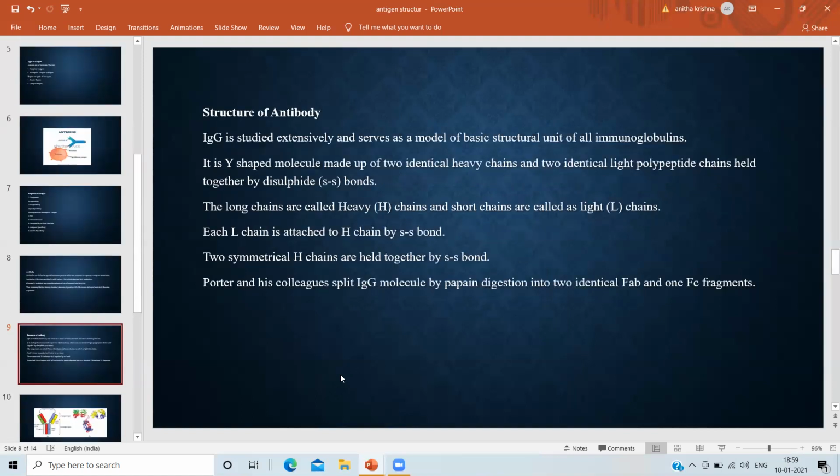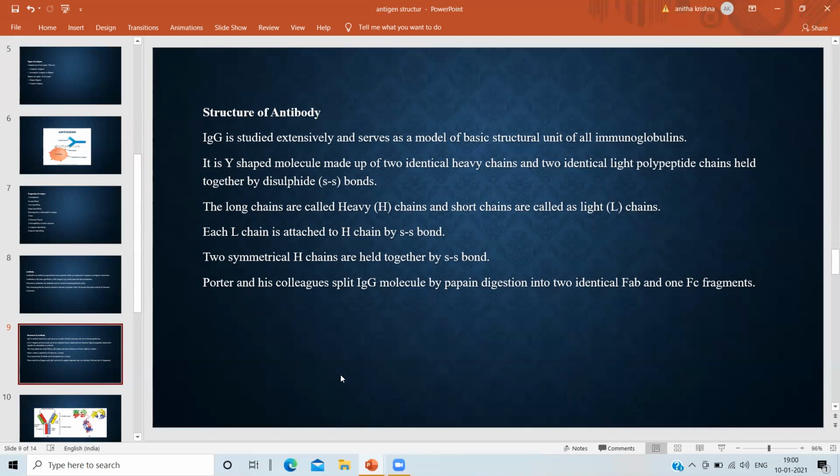Talking about the structure of an antibody, there are different types: IgA, IgG, IgD, IgE, IgM. Basically, we take IgG as the extensively used antibody to describe the structure, and IgG serves as a model of basic structure for all the immunoglobulins. It is a Y-shaped molecule made up of two identical heavy chains and two identical light polypeptide chains, held together by disulfide linkages or disulfide bonds.